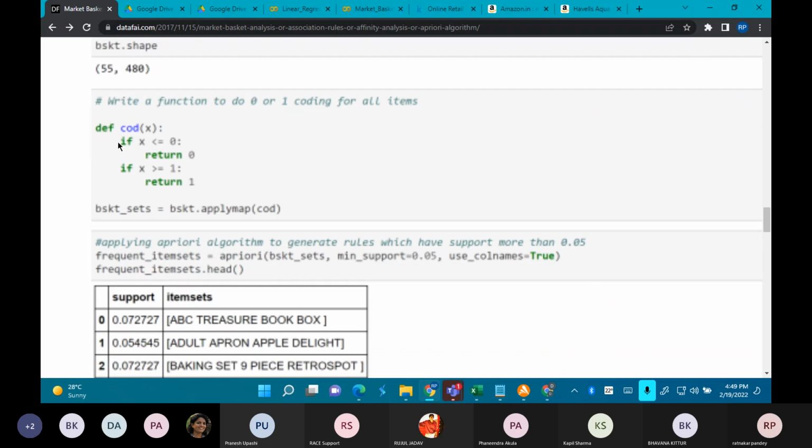It's a simple code, which is if x is less than or equal to 0, return 0. If x is greater than or equal to 1, return 1. I don't care whether 4 items were bought or 10 items were bought. Just as long as something was bought, it's 1. So 0, 1 binary I'm doing, right?